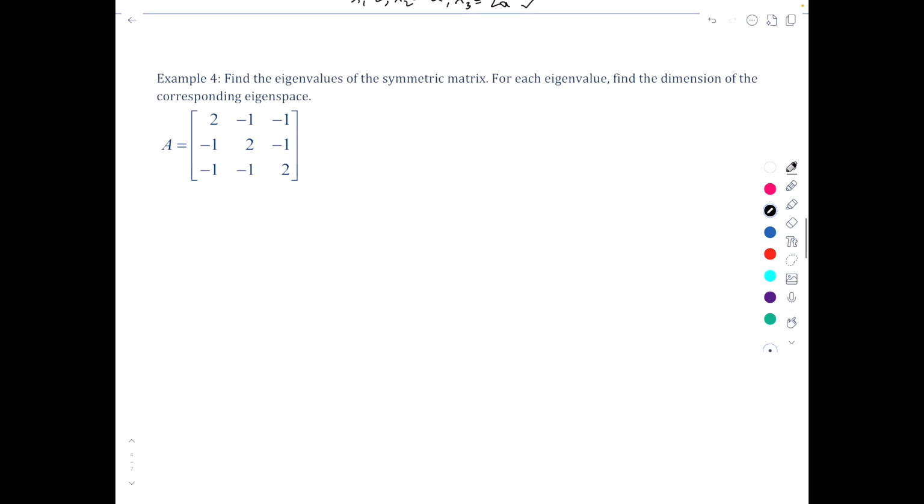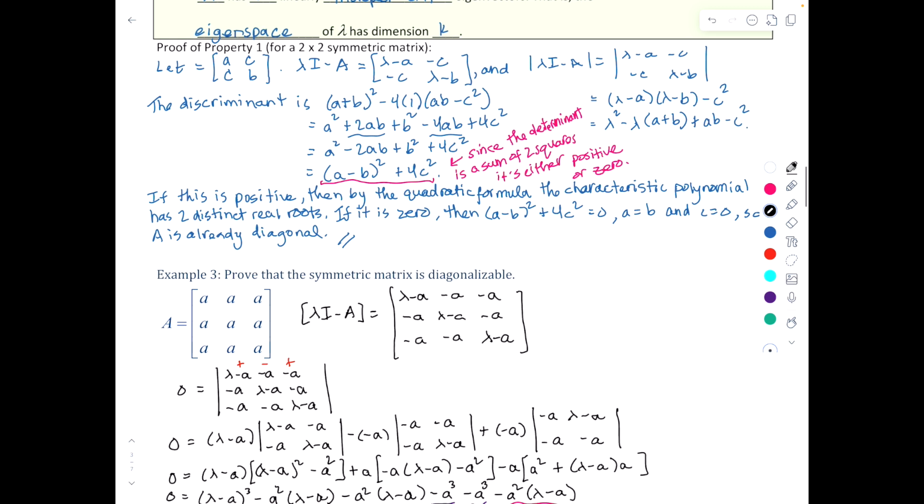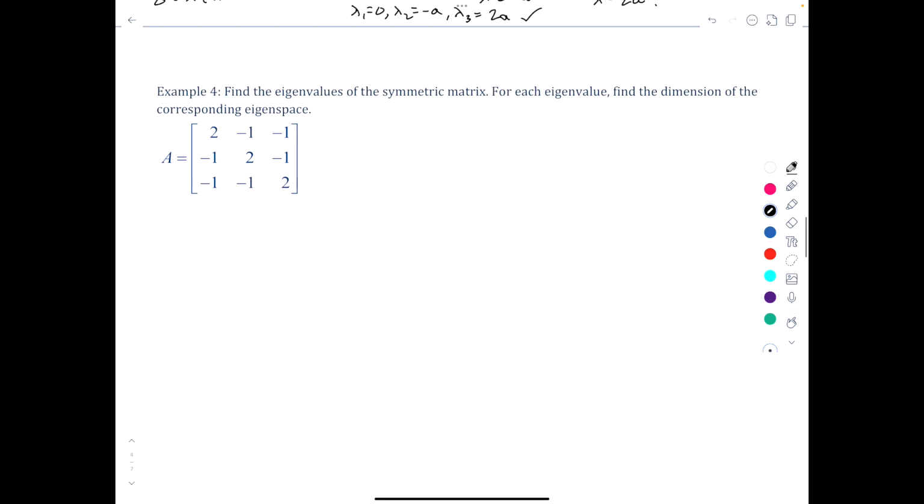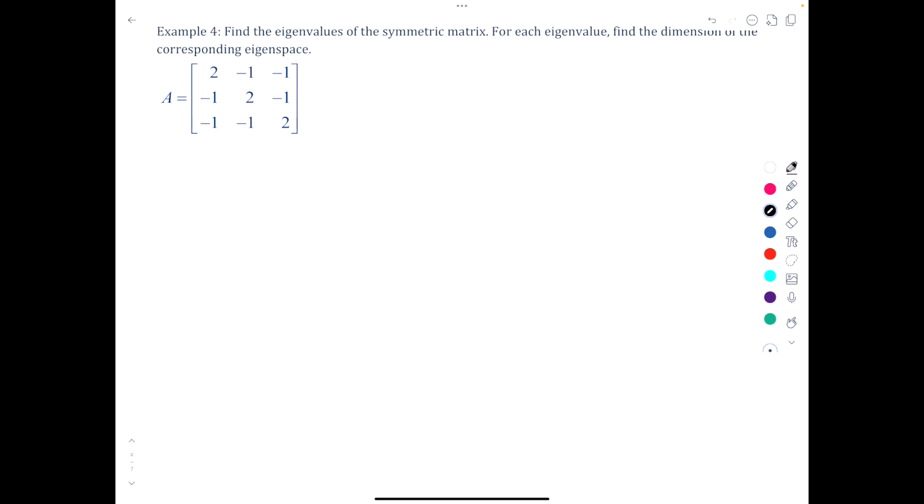Okay, find the eigenvalues of the symmetric matrix. For each eigenvalue, find the dimension of the corresponding eigenspace. You will laugh. Because, let's see, I'm going to make sure, yeah, that was all we had to do, was prove that the symmetric matrix was diagonalizable. And we got 3 distinct eigenvalues. So we're good.